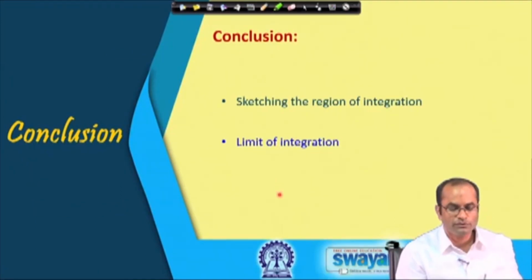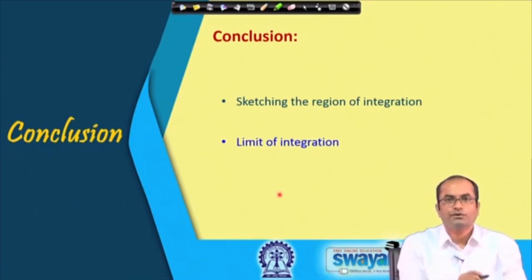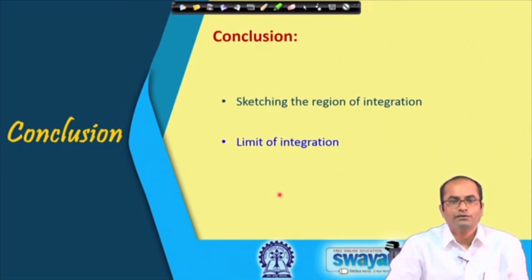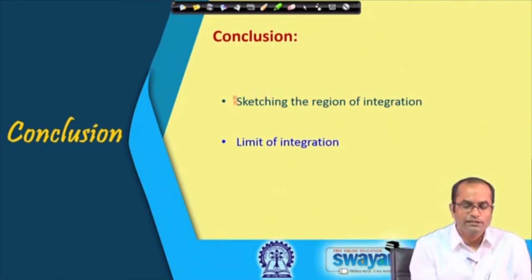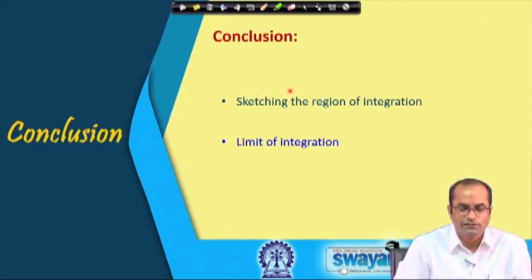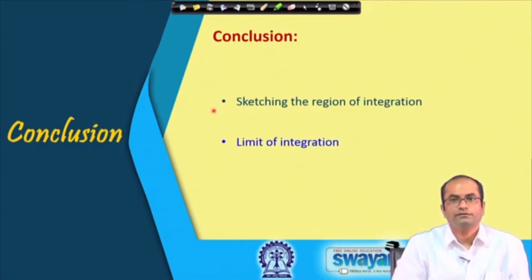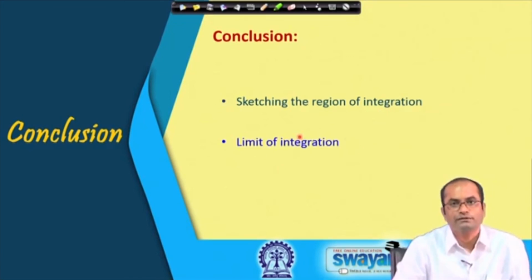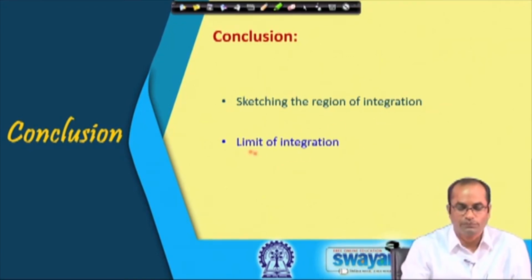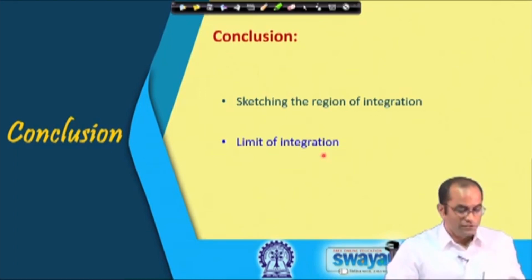So, coming to the conclusion, what is important when we change the order of integration? First of all, this is very useful and convenient in many situations when we observe that the given integrand is not possible to integrate in the given order. By changing the order of integration, it becomes easier to integrate, but for that, sketching the region of integration is very important, and then putting the limits of integration after sketching the domain becomes much easier.